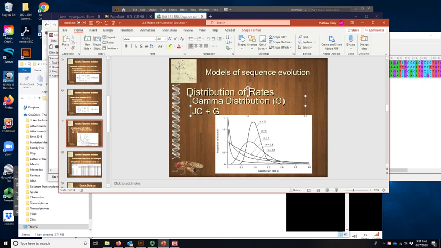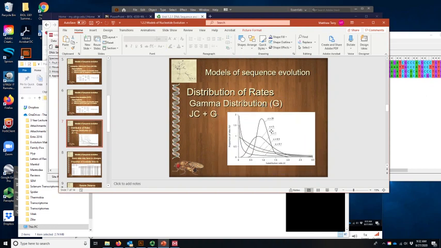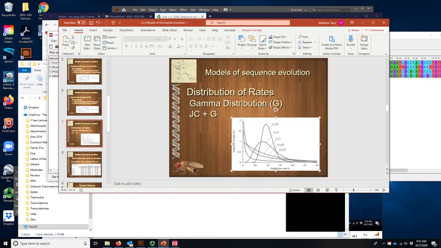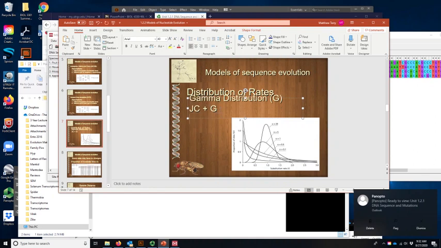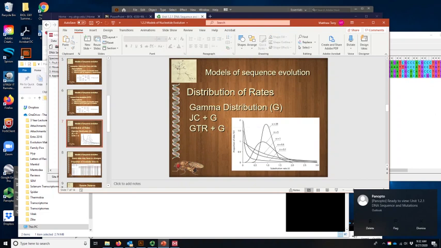a gamma distribution. Now, if rates of evolution are the same at all sites, then we don't need to include a gamma distribution. But very, very frequently, those rates of evolution at different parts of the gene or at 3rd position versus 1st position are different. So we do need to add a gamma distribution. We can also, if we had a more complex one, like the most complex one we learned, the GTR, also add in a gamma distribution. Okay, so realize that our models of evolution are getting more and more complex as we add in these additional parameters.